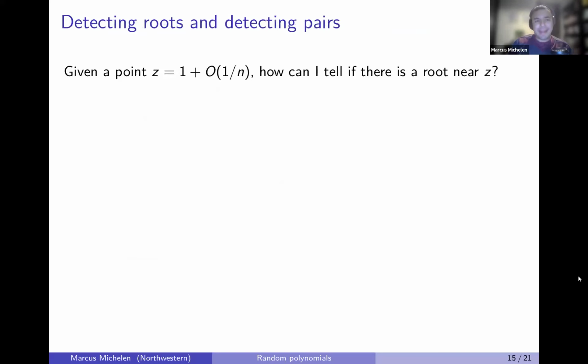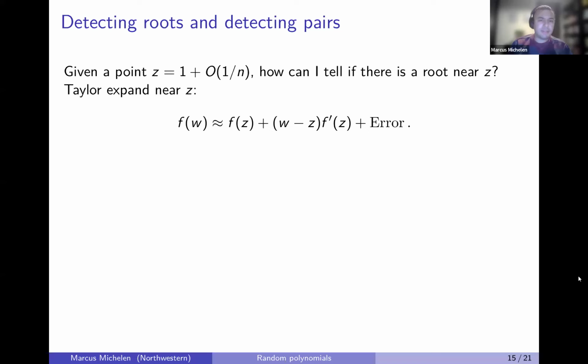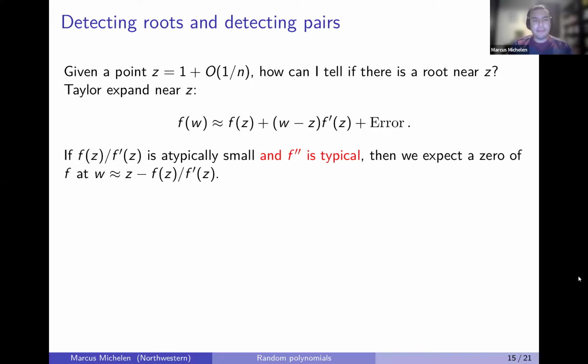So I want to indicate how can we detect when there's a root near a point, and then how can I detect that there's a pair? First, let's say I take some point that's deterministic near the unit circle. How can I tell if I have a root near there? Well, I can just Taylor expand, and I'm just going to pretend the error is small enough, which it will be if w minus z is small. And the idea is that if f over f prime is atypically small, and I don't have anything weird going on with the second derivative, then I should have a 0 approximately at z minus f over f prime. Right? This is just from solving this, pretending my error term isn't going to contribute, which is okay as long as f double prime is not crazy.